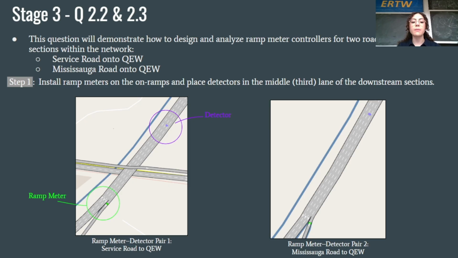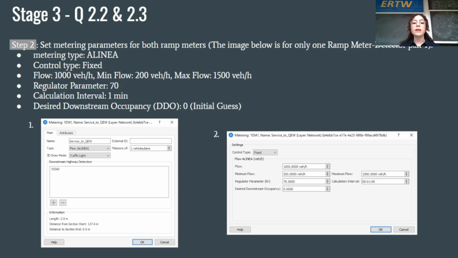The first design step is to install the ramp meters at the entrance of the on-ramps, which is going to represent a traffic light at the location of the green box. The algorithm used for this ramp is ALINEA, which requires a detector that measures downstream traffic. Here, it's placed where the ramp traffic merges onto the freeway, which you can see represented by a blue box.